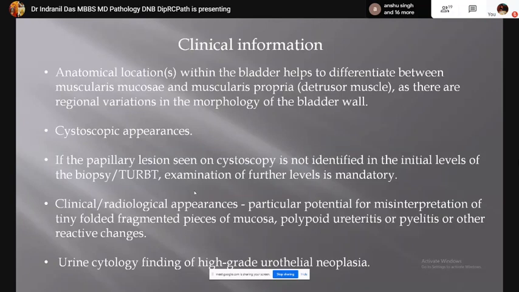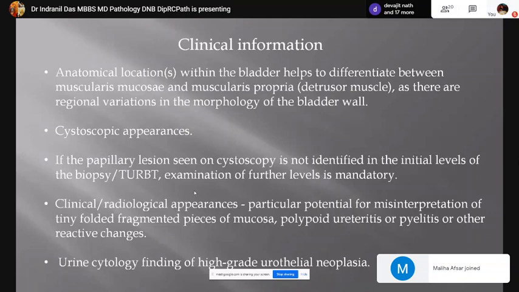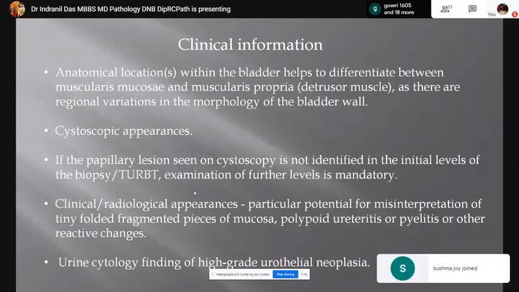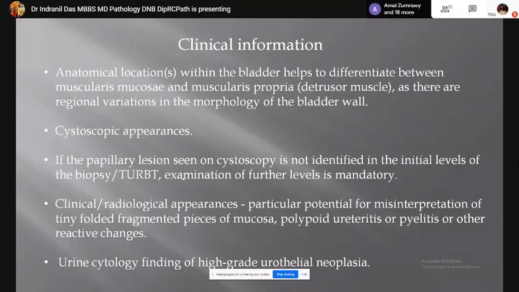The entire clinical information should be provided in the specimen request form, particularly regarding the anatomical location of the tumor within the bladder, the cystoscopic appearance of the tumor, the clinical and radiological detail of the patient, and if any prior urine cytology has been done, the report of that should also be mentioned.